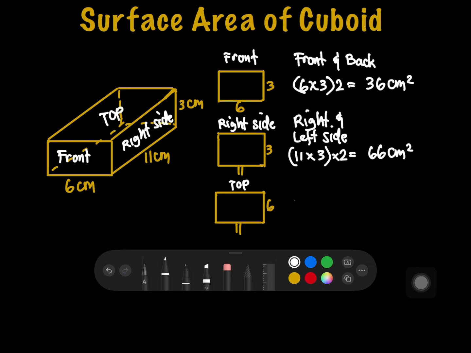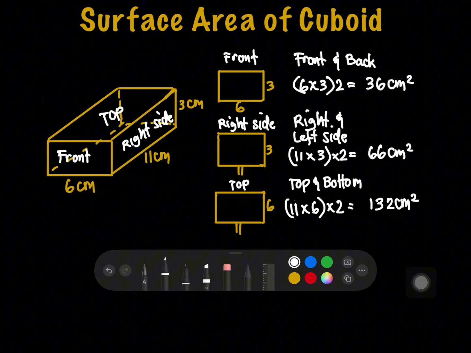While the top and the bottom of this cuboid have a measurement of 11 by 6. So all you have to do is 11 times 6 times 2. So 11 times 6 is 66, multiplied by 2, and that is 132 cm square.